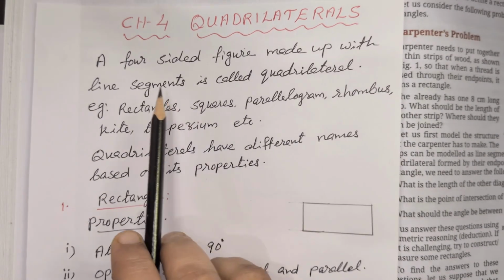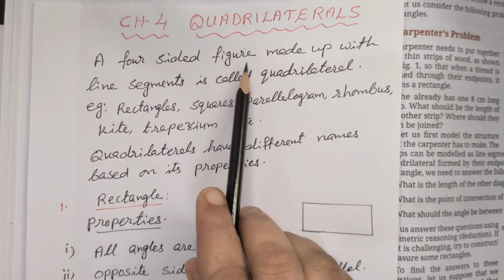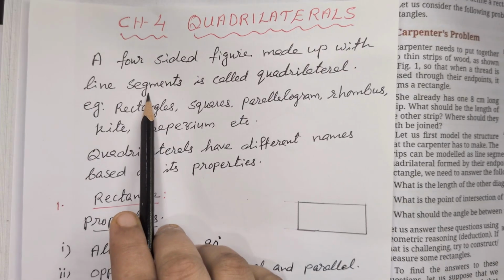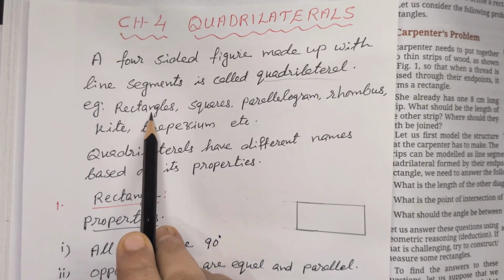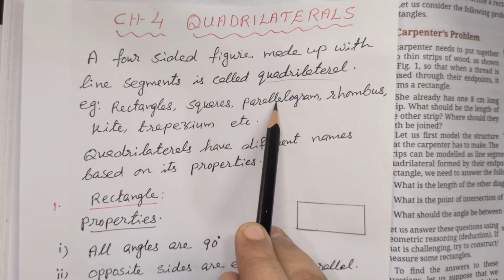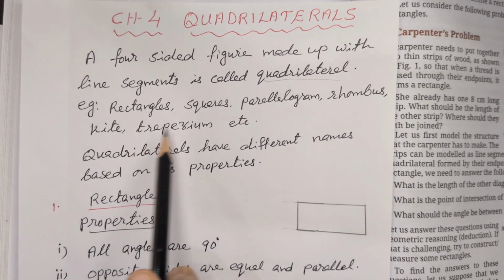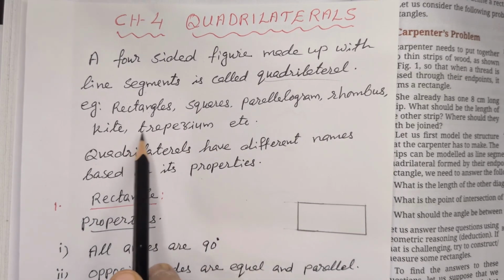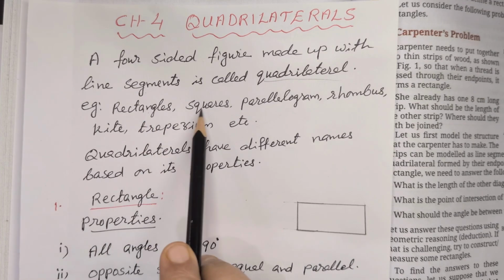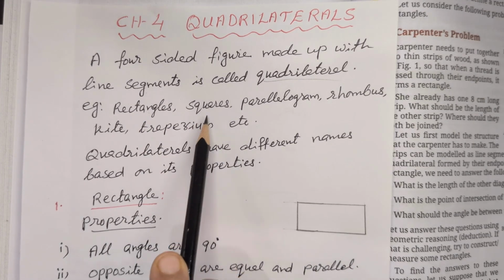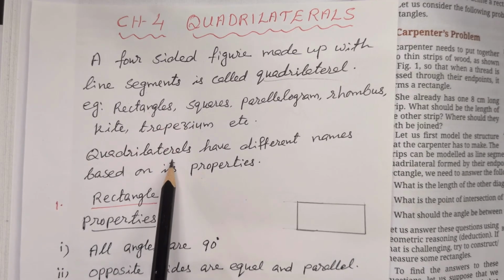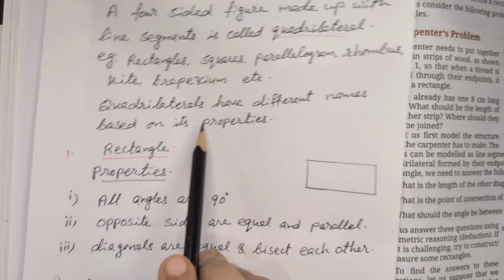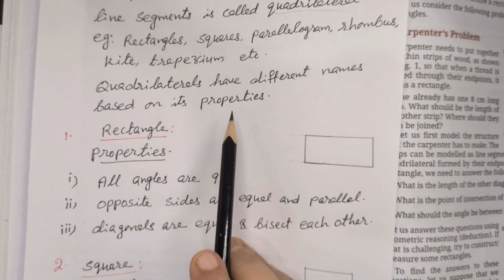Here is the definition of a quadrilateral: a four-sided figure made up of line segments is called a quadrilateral. Examples: rectangles, squares, parallelogram, rhombus, kite, trapezium, etc. These names are based on the figure's speciality and also the properties of that particular shape. Now, quadrilaterals have different names based on their properties.